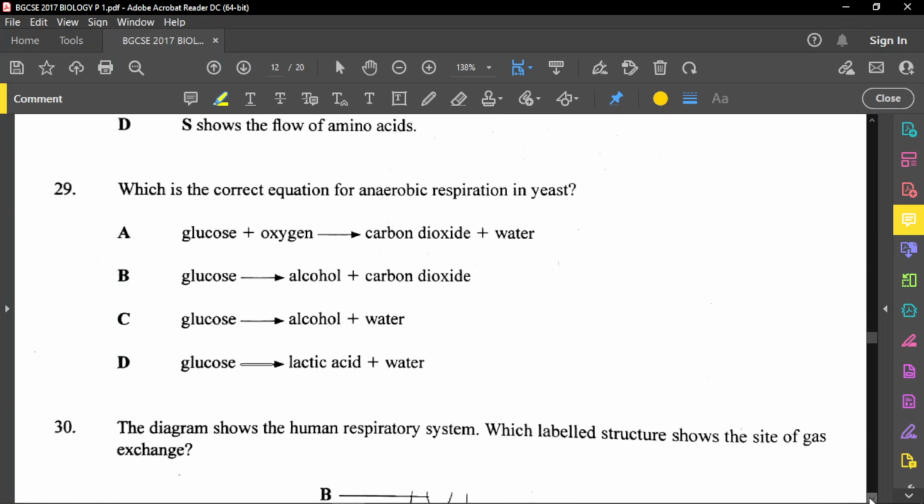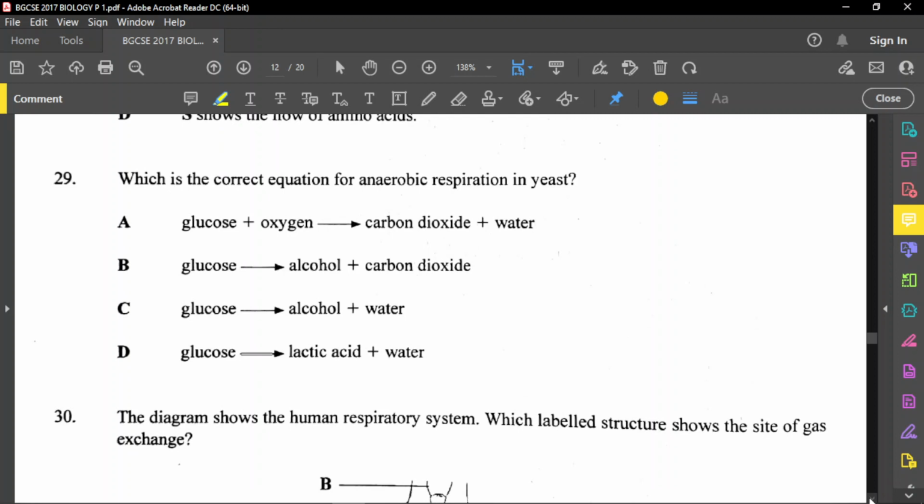All right, question number 9. It said, which is the correct equation for anaerobic respiration in yeast? Now, you need to know what yeast is producing. Yeast produces alcohol. Remember that. It's a fermentation process producing alcohol and carbon dioxide, right? So for sure, we're looking for alcohol and carbon dioxide. So it's between B and C. But C cannot be correct because water is not produced in that sense, right?